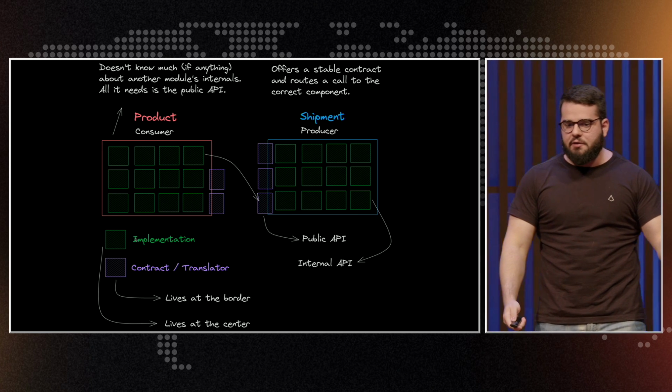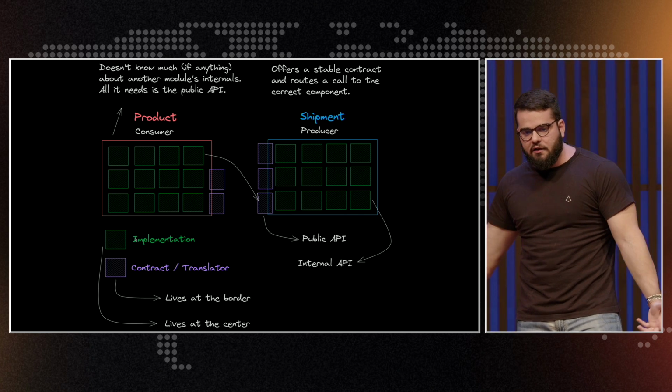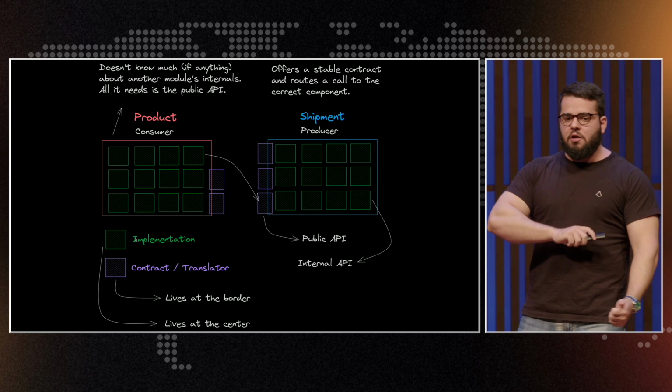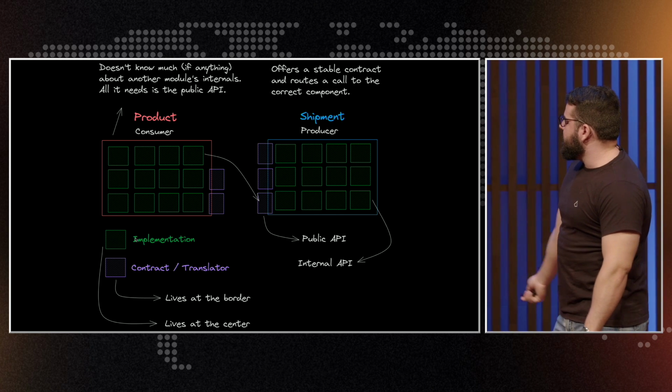Stripe offers a public API, right? You don't know what's going on inside Stripe. You make a call to their endpoint. You don't know which models they have, which jobs they're executing. You just know that you pass some input and you get some output back. And that's how I like to think about modules.